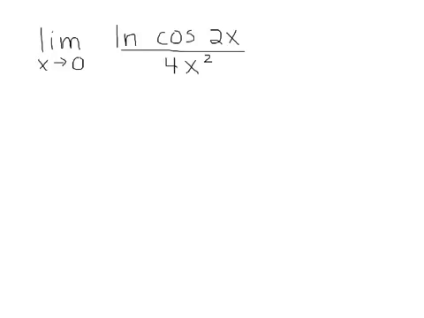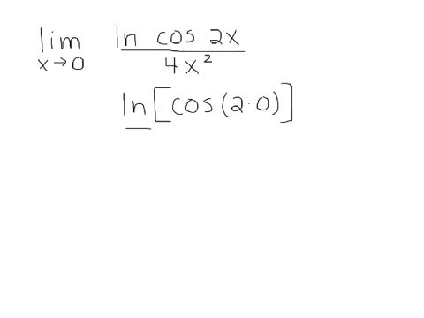For this problem, we're being asked to find the limit as x approaches 0 of the natural log of cosine of 2x, all divided by 4x squared. And we note that if we evaluate it the way it is, we would have the natural log of cosine of 2 times 0. Notice I'm using grouping symbols to clearly show the composite of that function. Natural log's outside, cosine's in the middle, and 2 times 0 is inside of the cosine, all over 4 times 0 squared.